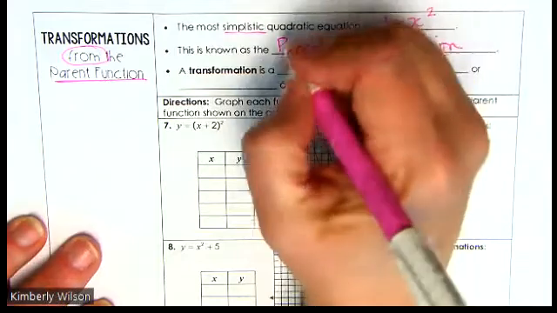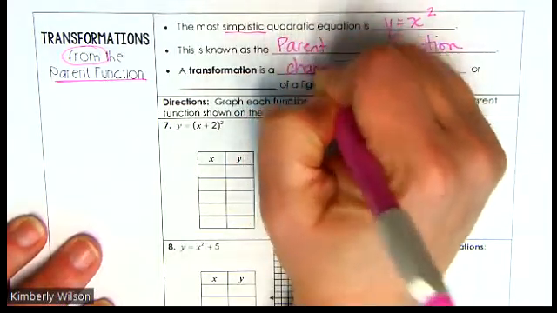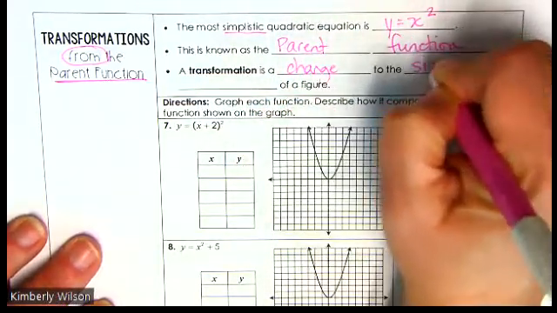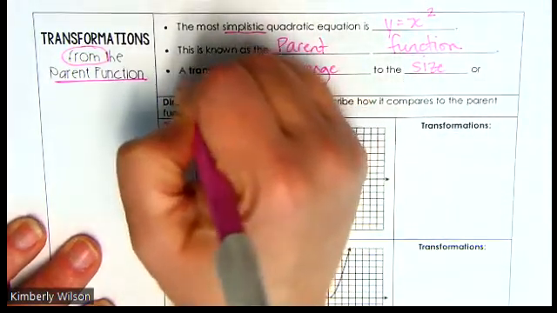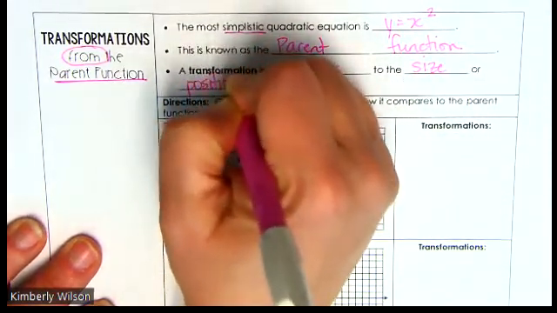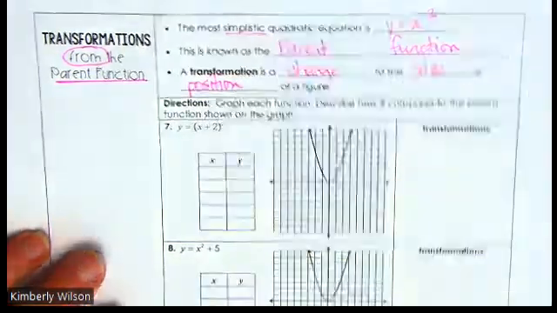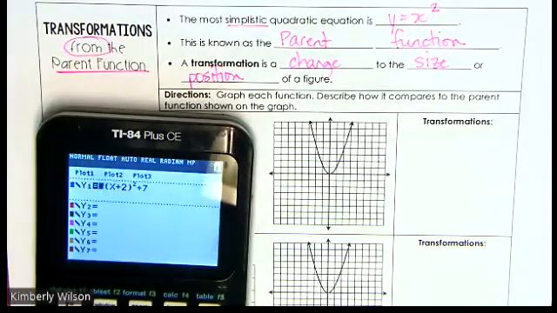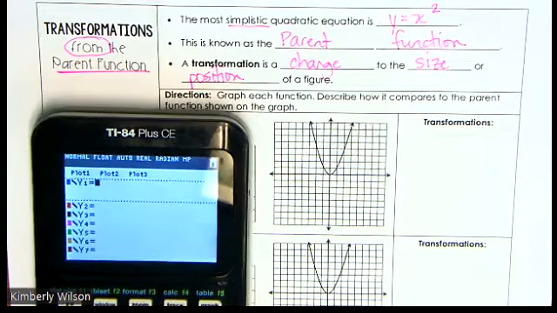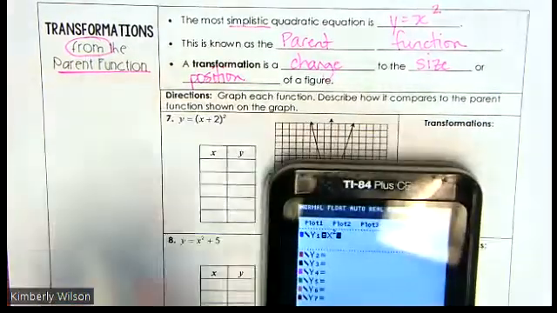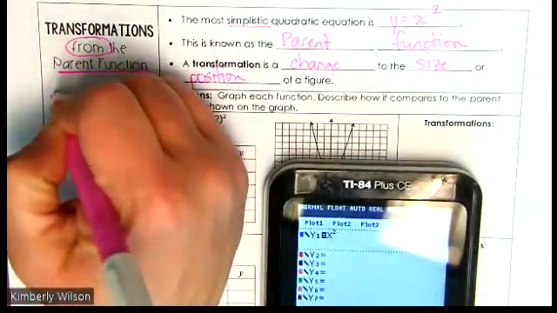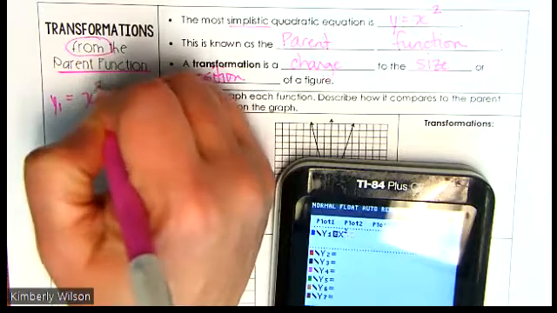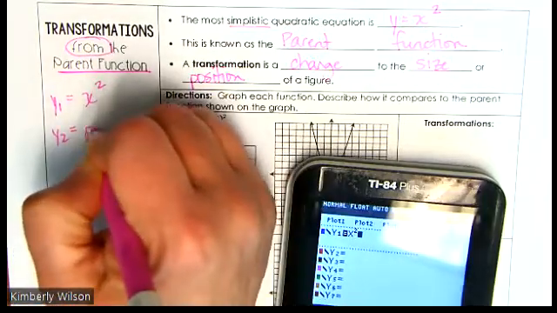A transformation is a change to the size or position of a figure. So let's look at a couple of them. When we do this in the calculator, because you're going to get your information from the calculator, in the y equals, we're going to clear what we have there. We're going to always make our first one y equals x squared, because that's always what we're comparing to. So y1 equals x squared. y2 equals the problem.